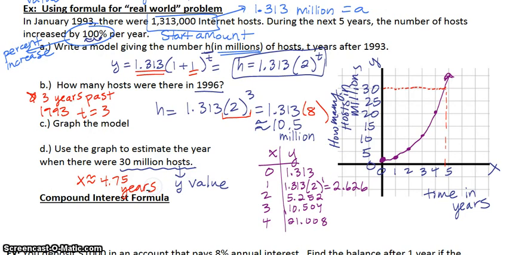So what year were there 30 million hosts? Well, I started in 1993, so this is about 1997, but almost to 1998. So maybe it's like September of 1997 or something like that, but that answer is sufficient.